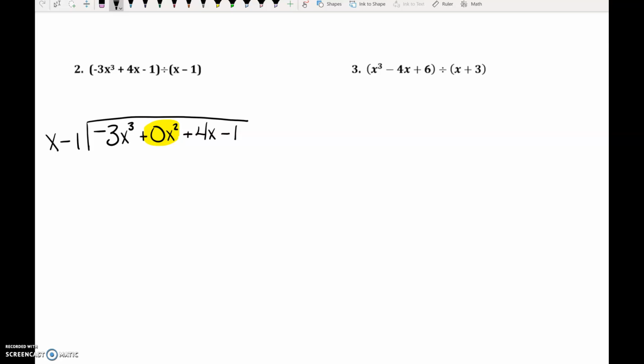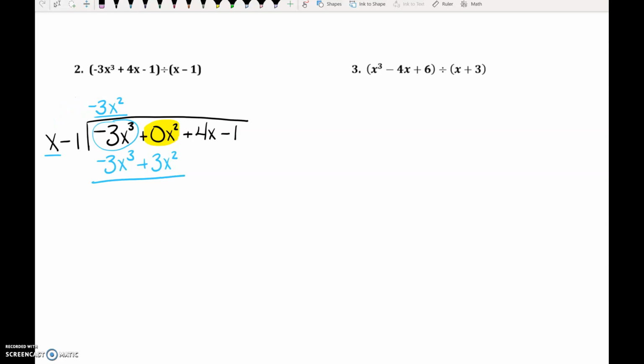We're going to divide by x minus 1. Now again, that minus 1 is just kind of along for the ride. You're really going to focus on the x. So x times what will give us negative 3x cubed? Well, we need the negative 3, and to go from x to x cubed, we're going to need x squared. That number is going to be multiplied to both of these, and those things are going to be written underneath. So negative 3x squared times x is negative 3x cubed. Negative 3x squared times negative 1 is positive 3x squared.